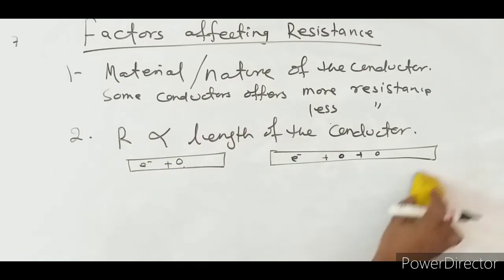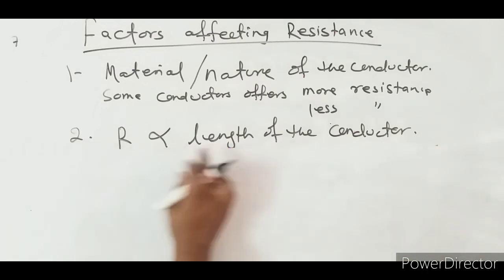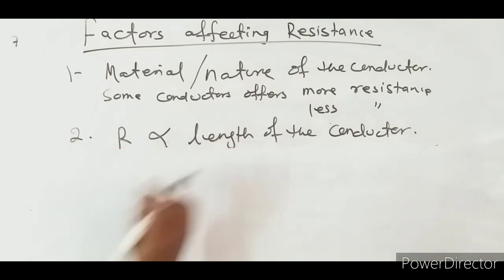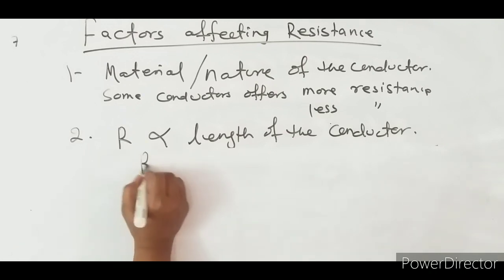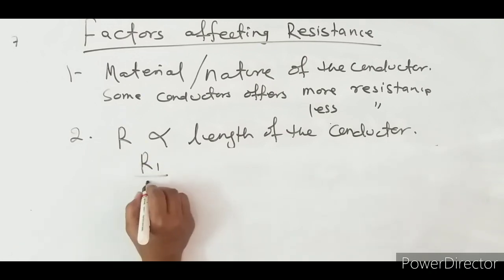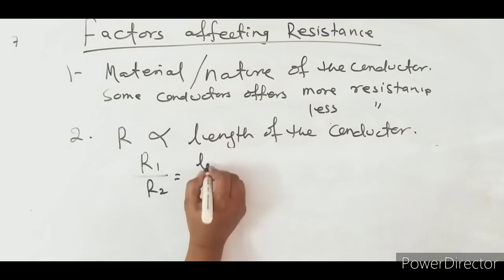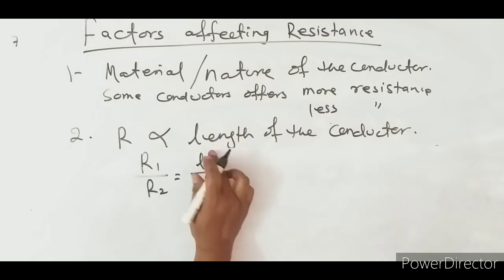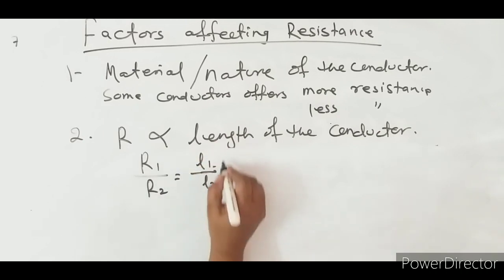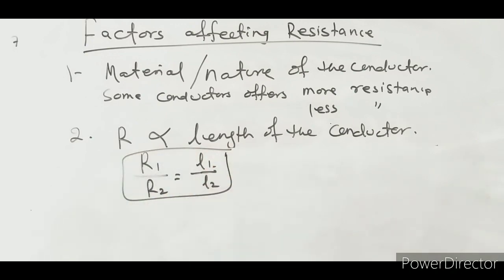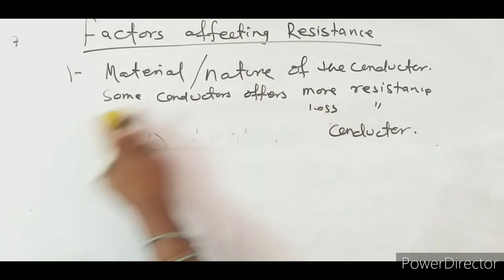So we can represent that R is directly proportional to length L. I can represent one formula for it: R1 by R2 is equal to L1 by L2. This is the length of the conductor. You write down this one, then I will go for the third part we will discuss.